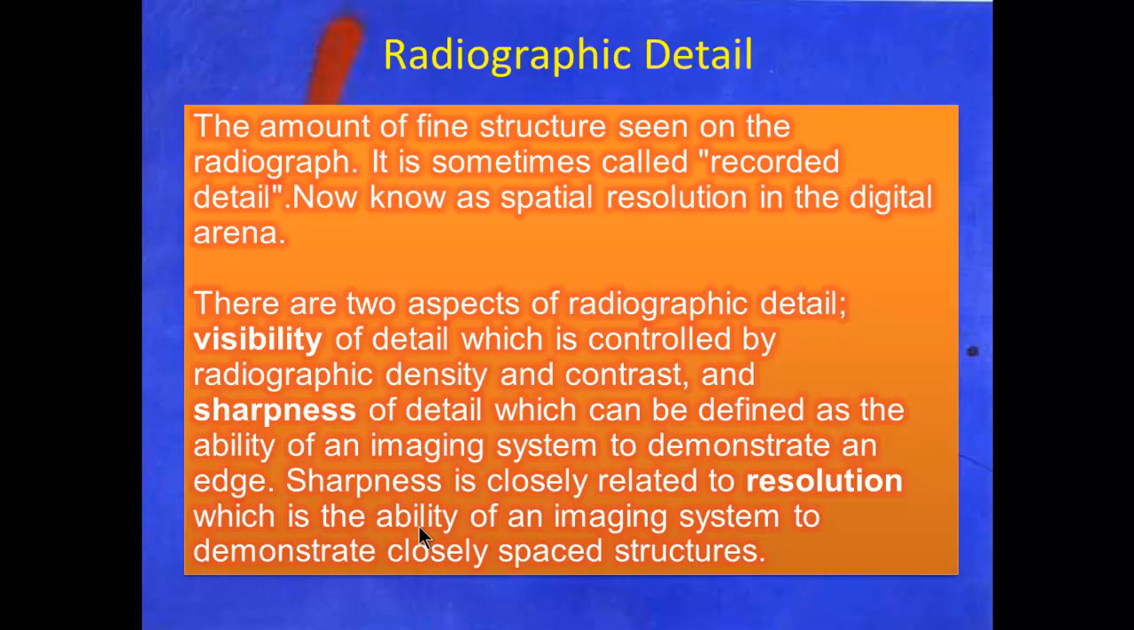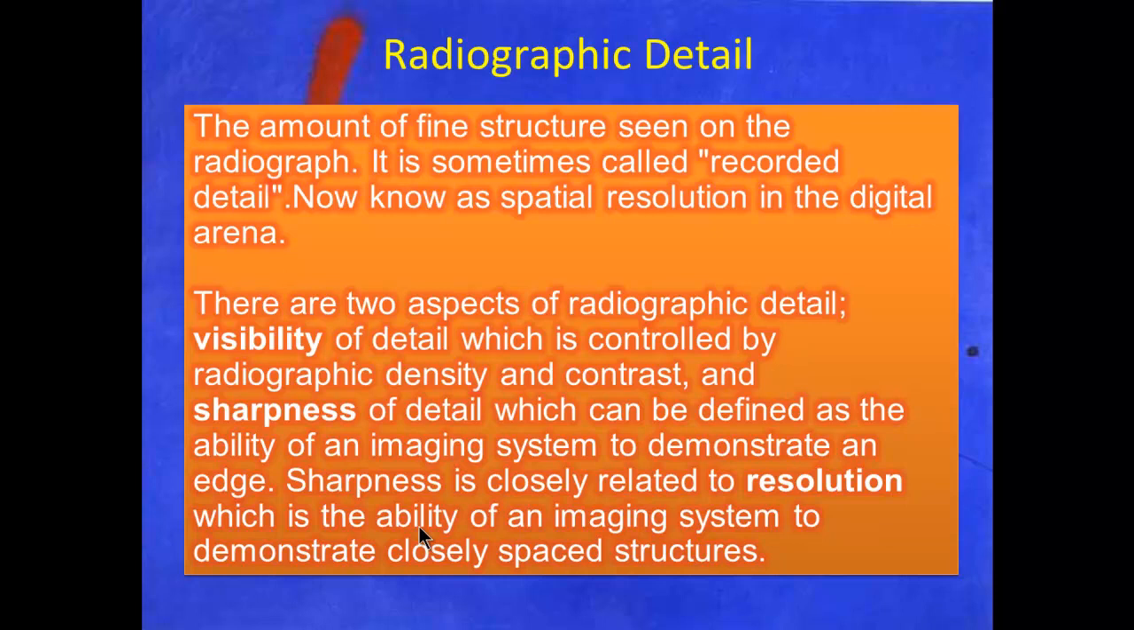When it comes to detail, this is our third parameter that we're going to discuss. You have what's known as recorded detail, and then you have the visibility and sharpness of the detail. But as a definition, we are looking at the fine structures on an image. How sharp is it? Keep in mind that if your density is too high or too low, or your contrast is off, then you may not be able to see your detail.